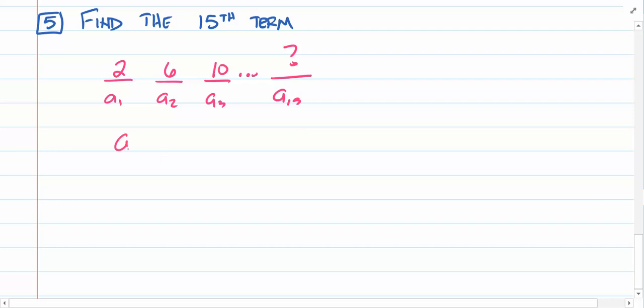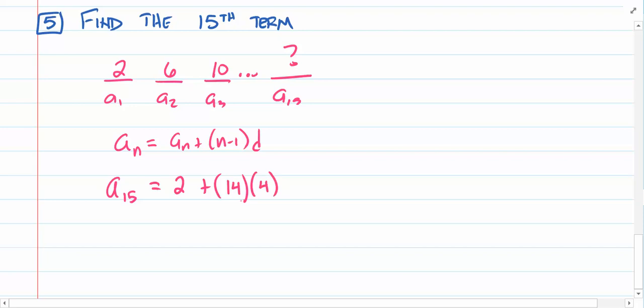How did you do that? a sub n equals a sub 1 plus, we got an n minus 1 times d. So what do we want? a sub 15, right? What's the first term? 2. Plus, this is going to be 14 times, what's our difference? 4, very good. So that's going to be 2 plus 56. Yep, very good. So a sub 15 is 58.